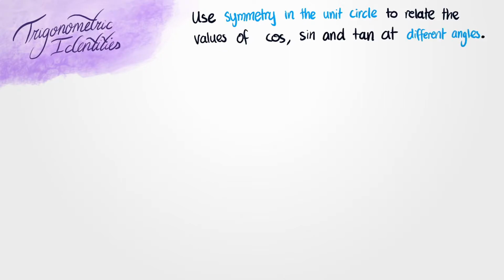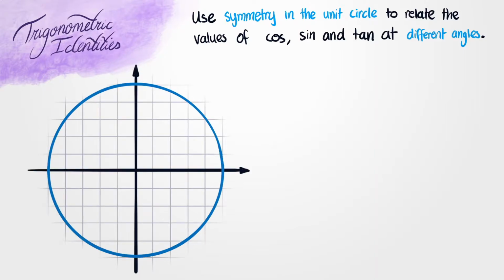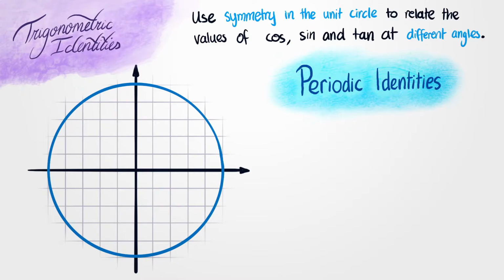To have any meaningful discussion about the unit circle, we should start by actually drawing one on. The first identities I'm going to talk about are the periodic identities. Now, the periodic identities are actually the simplest identities. They basically tell us that if we go all the way around the circle and come back to our starting point, none of the trig values will change.